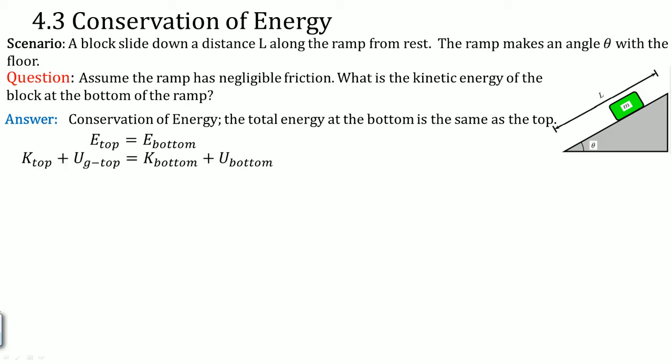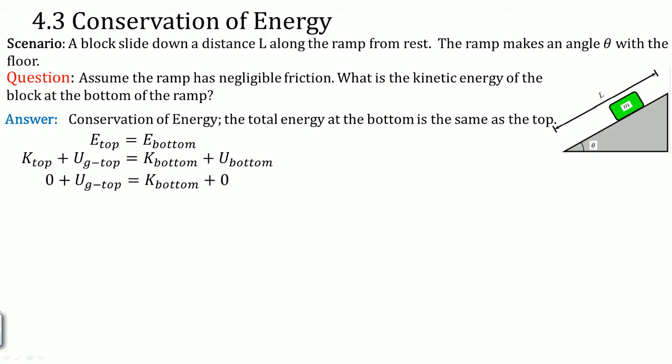At the top, it is defined by kinetic energy, K top, and the gravitational potential energy, which I label U G top. At the bottom, we have the kinetic energy at the bottom, K bottom, plus U bottom, which is the potential energy at the bottom. We can substitute some values here.